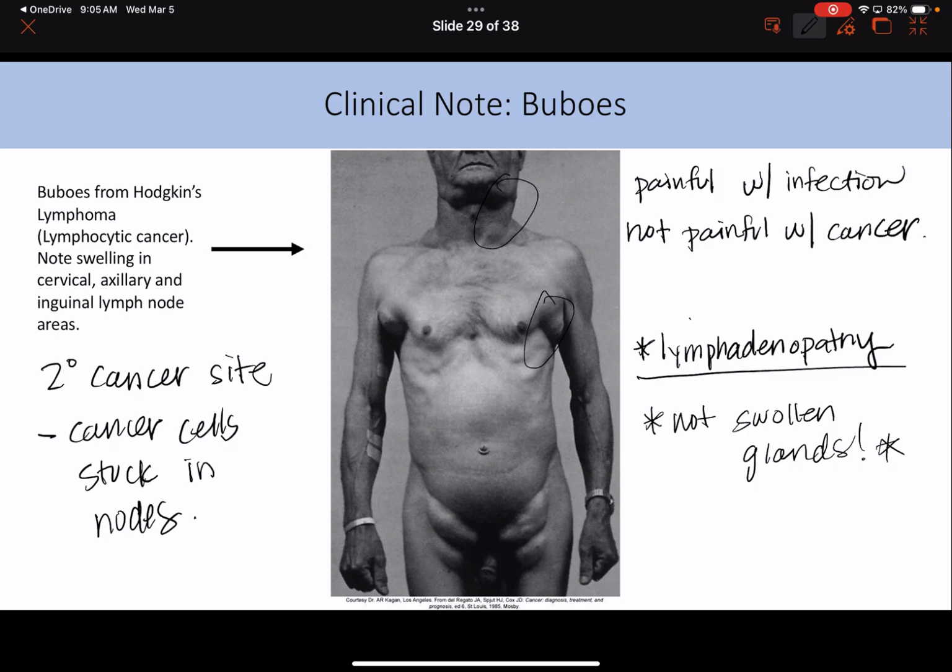So questions about buboes. Okay. Anybody still need these notes up? Okay.